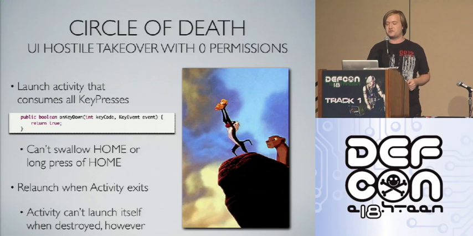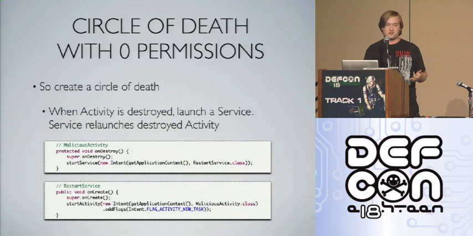So we need to do something else also. So what can we do? We can just relaunch our activity when it exits. Now, unfortunately, it's not as easy as just starting the intent for our activity in its onDestroy event. We have to be a little more clever than that because Android detects that and doesn't fire off the intent in that case. So what we can do instead is create a circle of death. So just when our activity is destroyed, we just launch a service, and this service just launches our original activity. So all we have to do, in the onDestroy event, we start a service, and all that service does is start an activity, and then it can just finish itself.